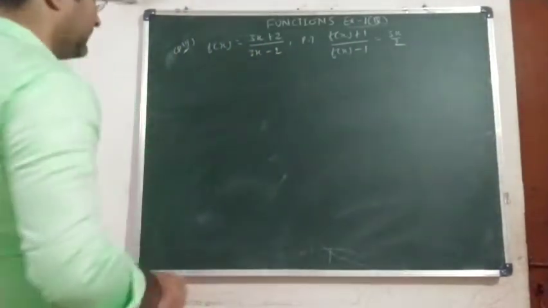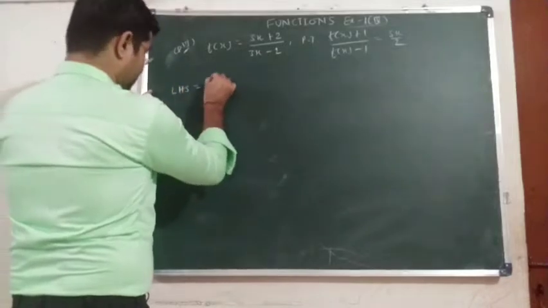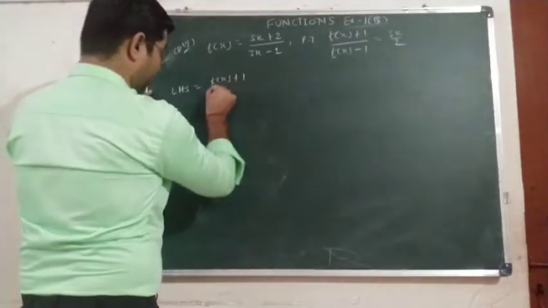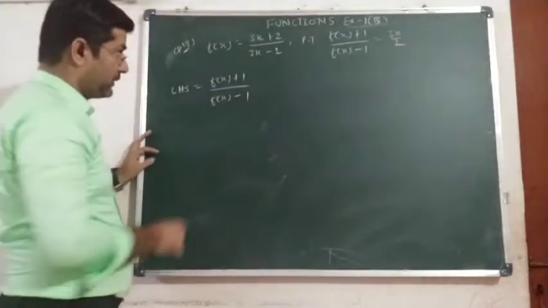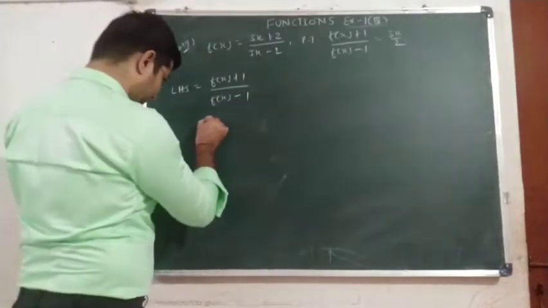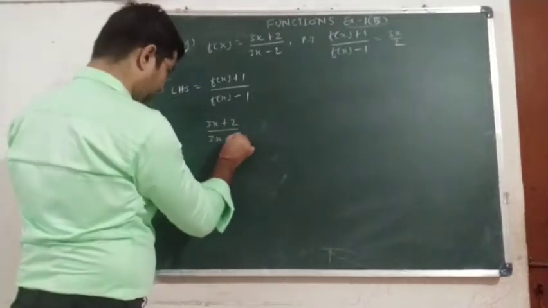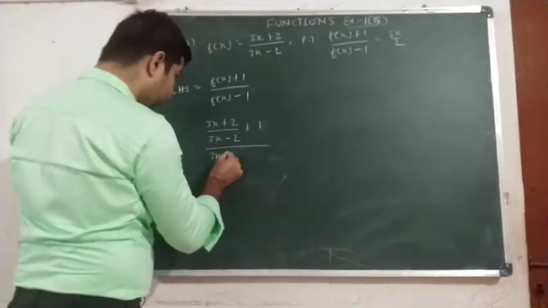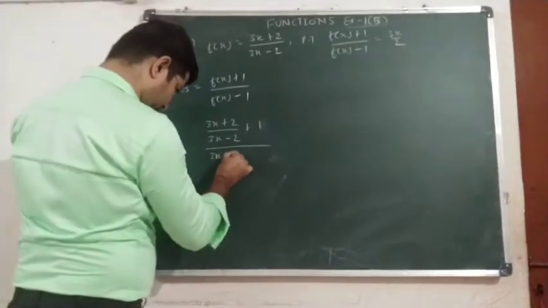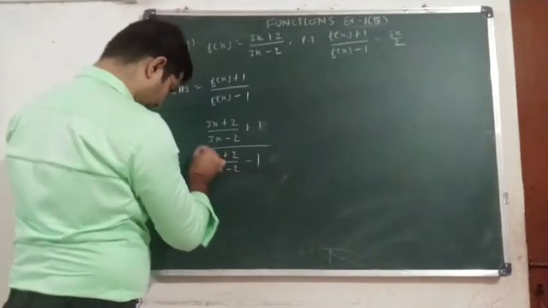Take LHS, left hand side. LHS is f of x plus 1 upon f of x minus 1. We will put the value of function f of x. f of x is 3x plus 2 upon 3x minus 2 plus 1 upon 3x plus 2 upon 3x minus 2 minus 1.